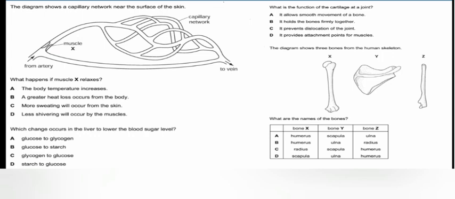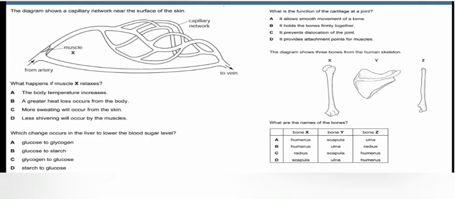So the next question is saying, the diagram shows a capillary network near the surface of the skin. So we have the capillary network. So here we have muscle X. Then the direction of the blood is coming from the artery, going here to the vein. The question is saying, what happens if muscle X relaxes? As you can see on this diagram here, if muscle X relaxes, meaning the blood is going to pass through this channel here up to the capillary network.